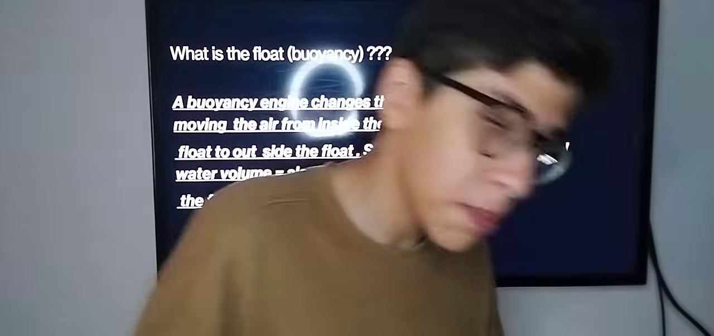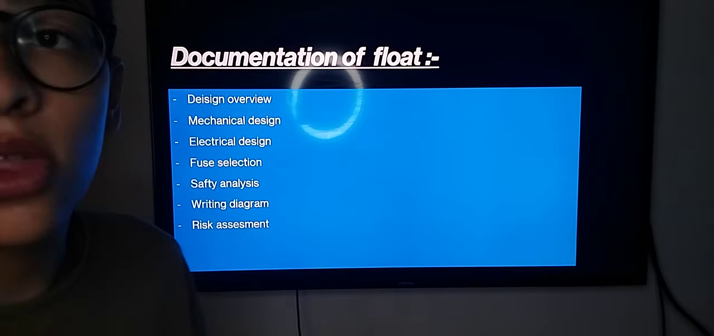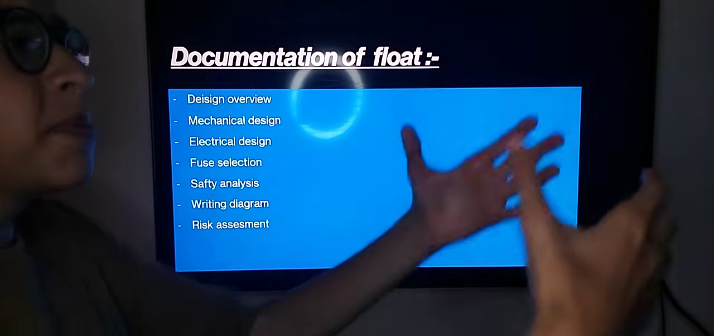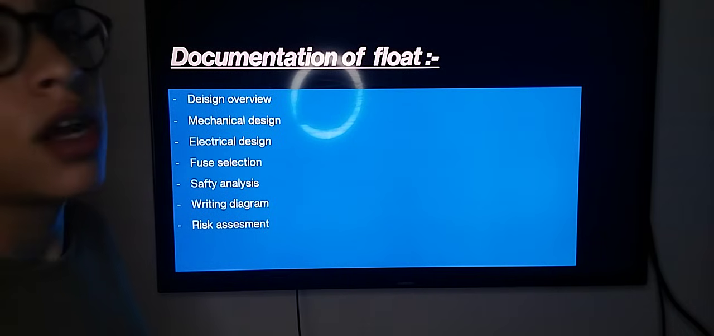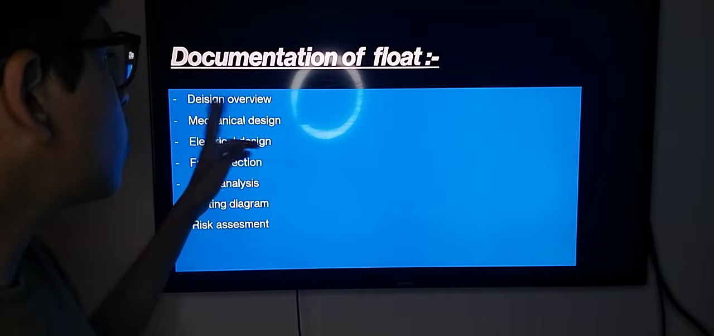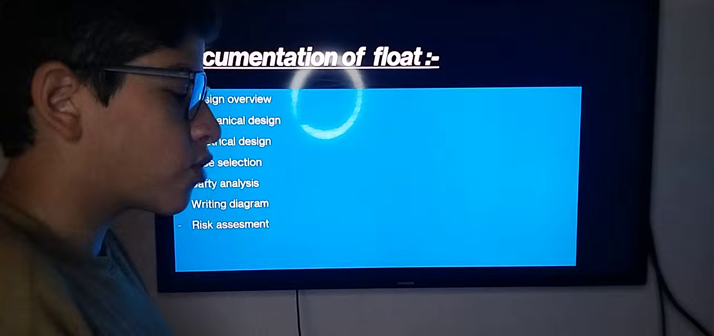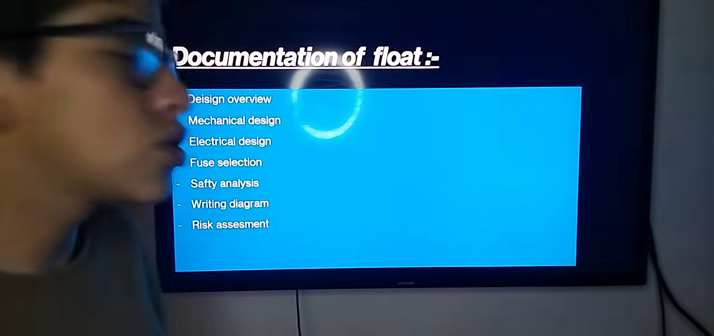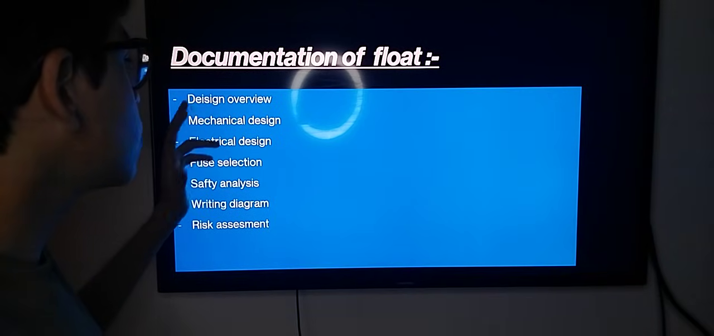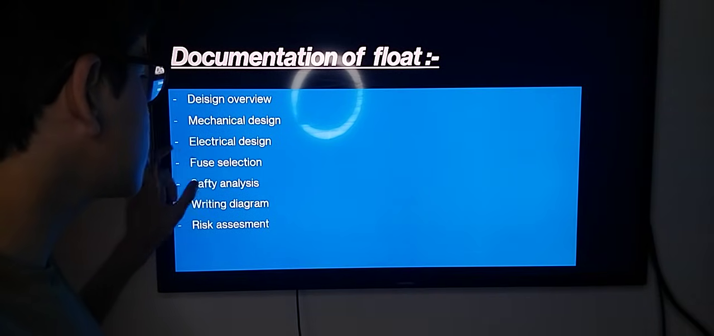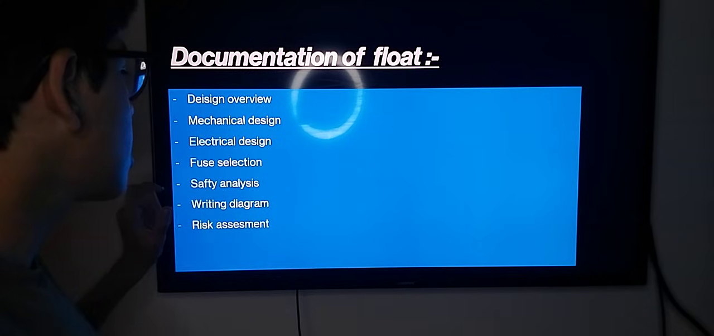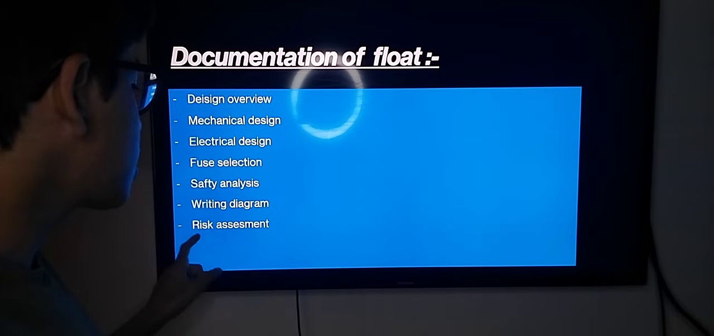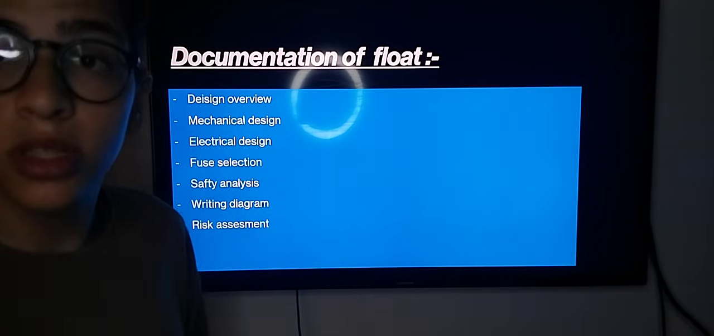So let's go to the second page, about documentation of the float. What is meant by documentation of a float? We need people to make the floats, like for example, design overview. We need people who design the overview to make the float. So let's go. We need design overview, mechanical design, electrical design, view selection, safety analysis, wiring diagram, risk assessment. This is the documentation of the float.